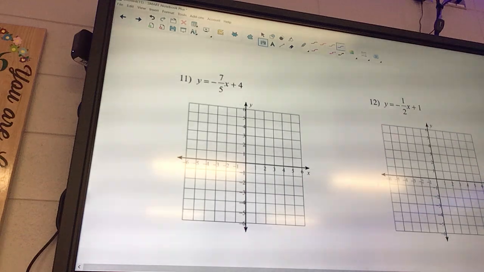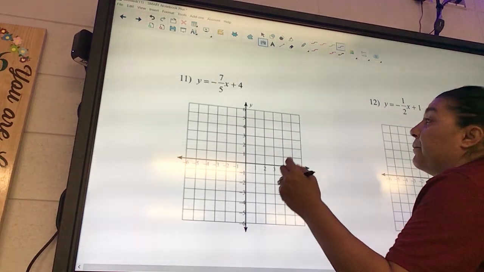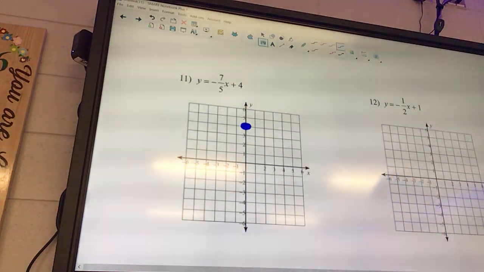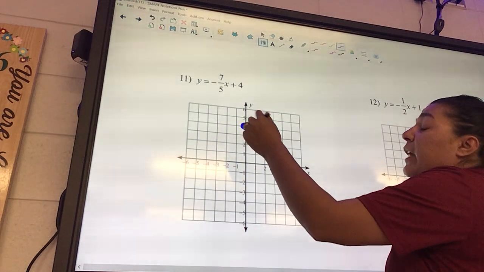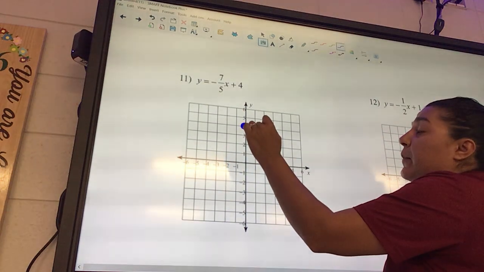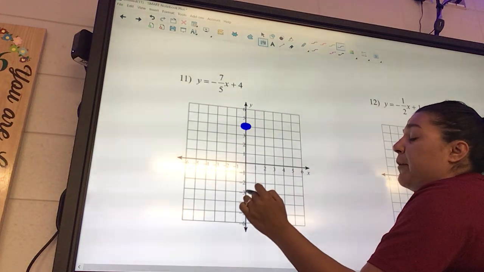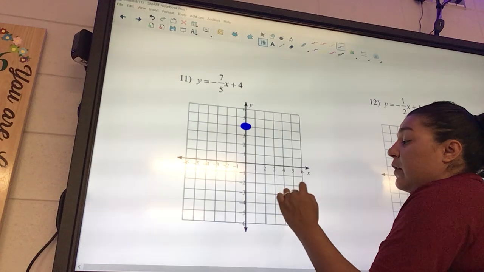Okay, number 11. My graph starts where? At 4. Okay, so we're going to put a dot at the y is 4. Can I go up 7? No, so I have to go down 7 and over 5. Really, again, think about which way I want my line to look, okay? You can make the 5 on both sides, and that'll kind of help you if you're struggling. 1, 2, 3, 4, 5, 6, 7. Which way am I going to go over 5? To the right. 1, 2, 3, 4, 5.